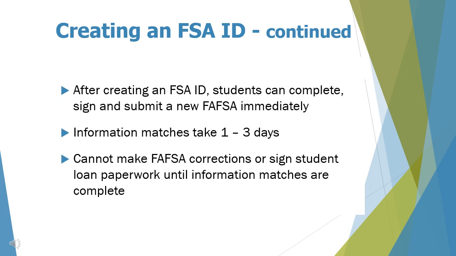Even though it may take 1 to 3 days for the FSA ID to process and match the Social Security Administration records, students may go ahead and complete and submit their FAFSA application with the FSA ID they just created. If there is a problem verifying the information provided when creating the FSA ID, the student and/or parent will be notified by email, and the FAFSA will not be processed until the situation has been cleared.